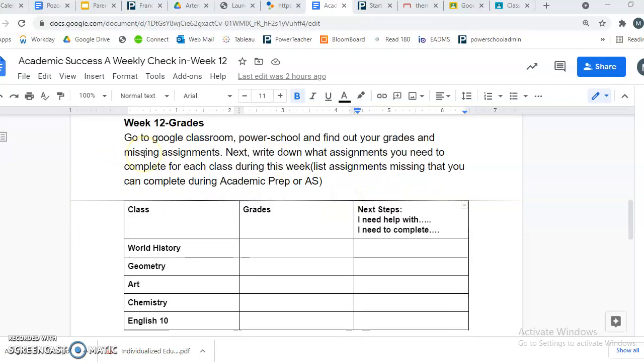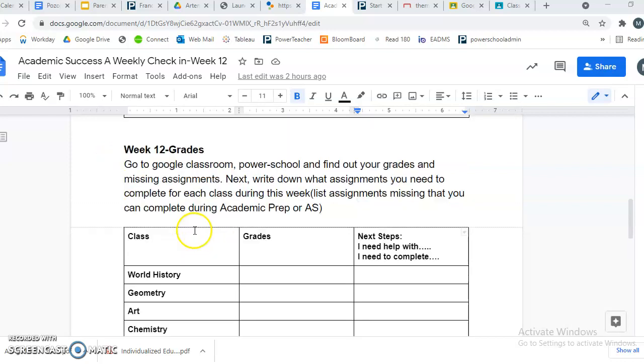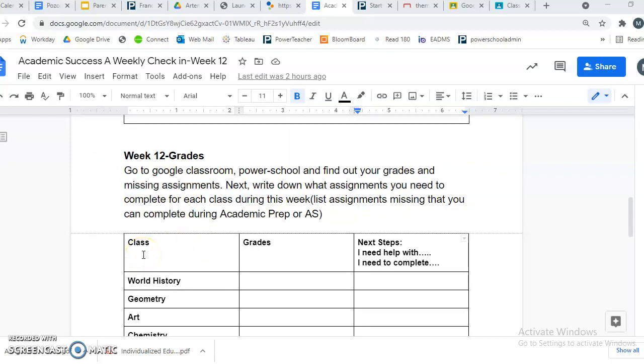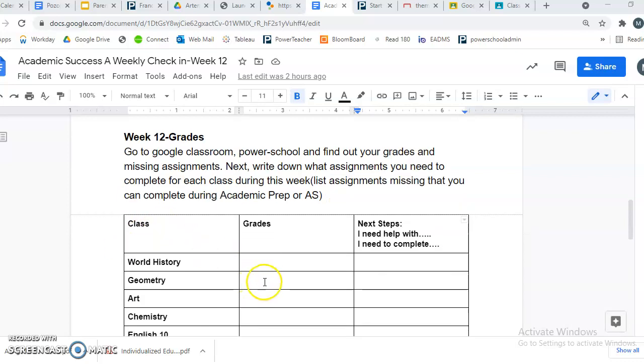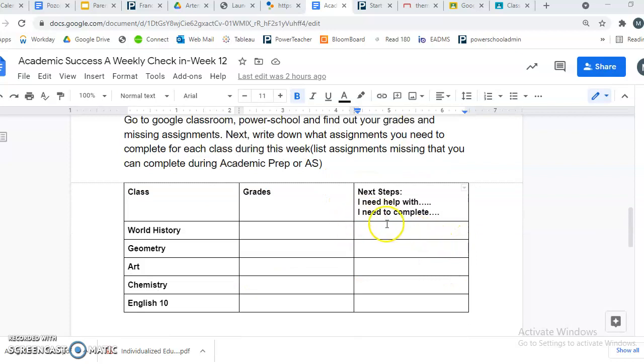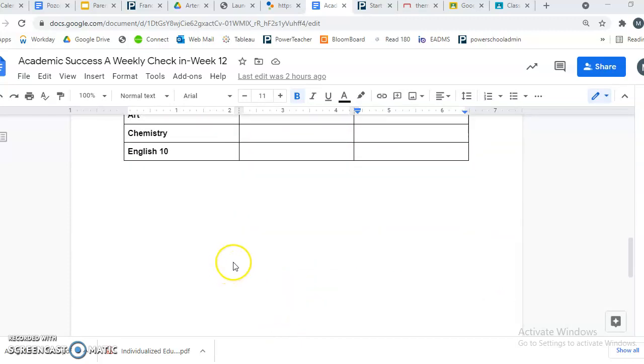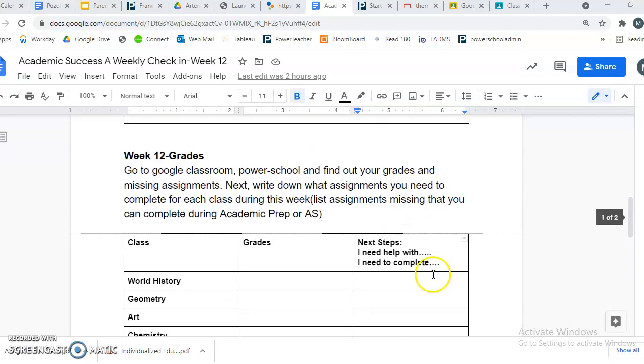Before you go on a break, before you put your computer away and take some well-deserved break, think about your grades, right? Where you're standing right now. What are your next steps? Do you need to do any work at all during the break, or you're good? And that's it. Really, that's the only thing you have to do for today's assignment.